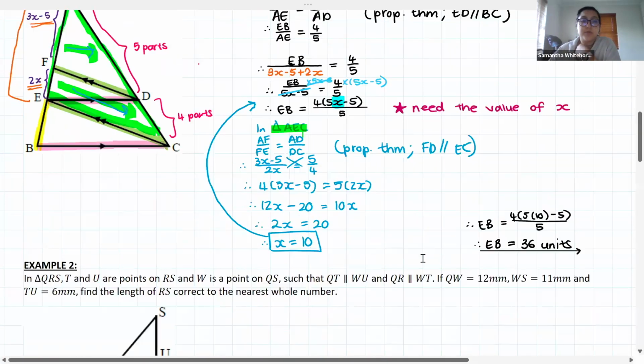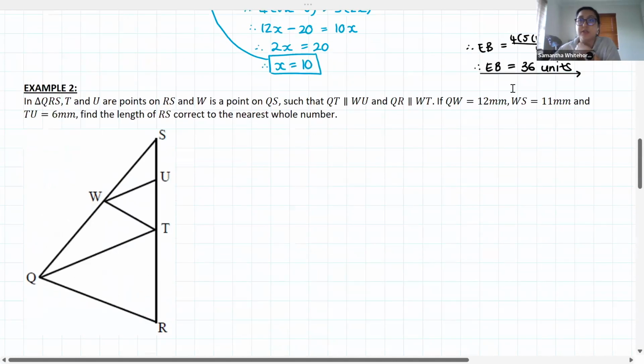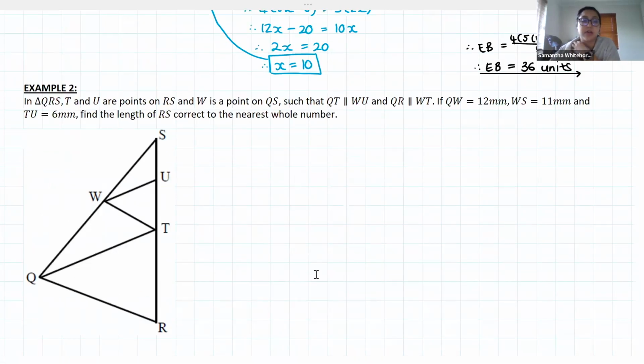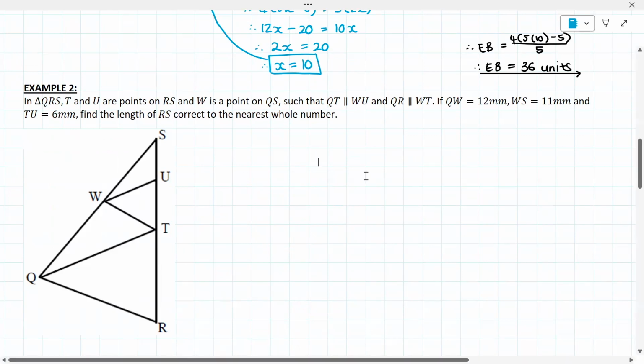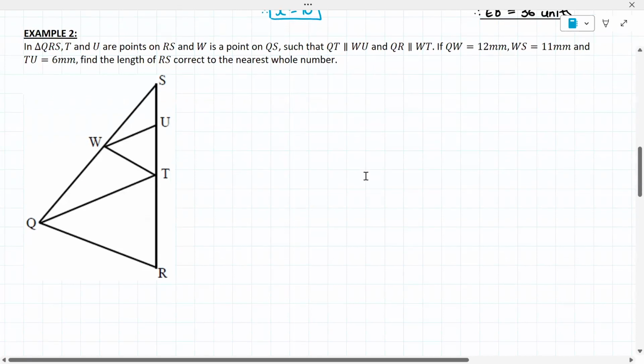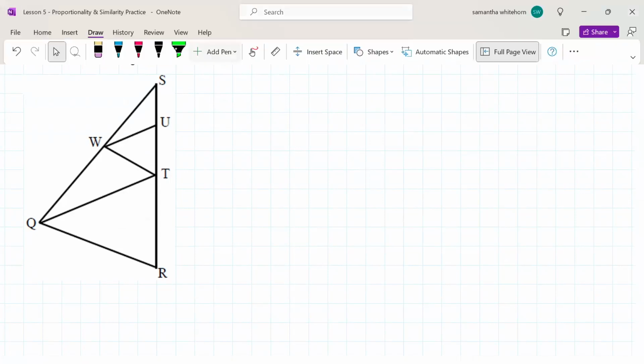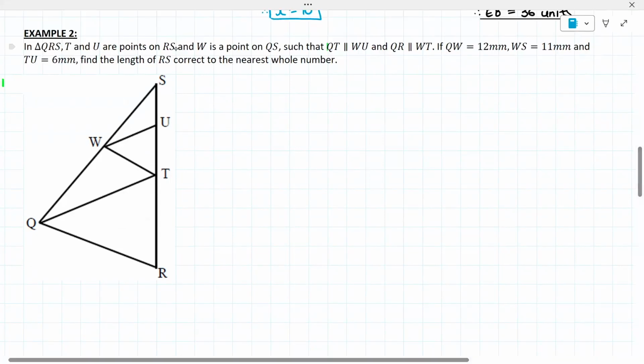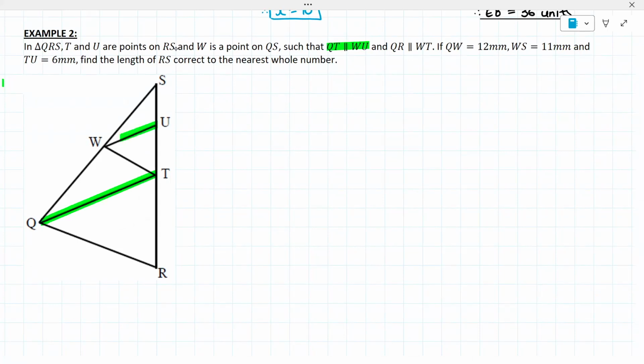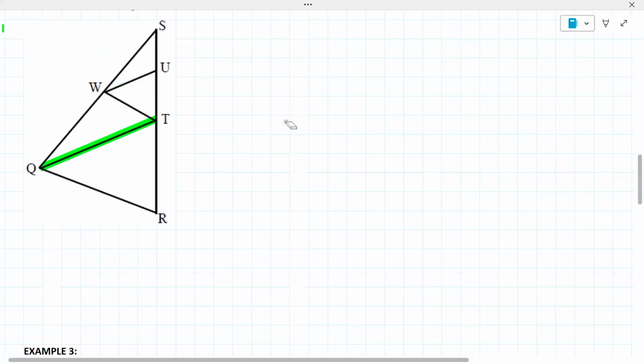Right, so let's have a look at example 2. Similar sort of situation, we have to read our information carefully here because not everything is on the diagram. We have been told in triangle QRS, so that's the big main triangle for lack of a better description, T and U are points on RS, and W is a point on QS, such that QT is parallel to WU, and QR parallel to WT. So this is what I say, not all your information is there. So QT parallel to WU. These are the green lines here. I'll put little parallel line arrows on them as well. That's obviously important to know.